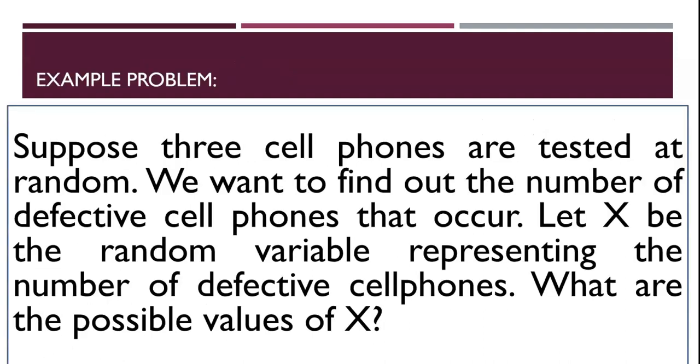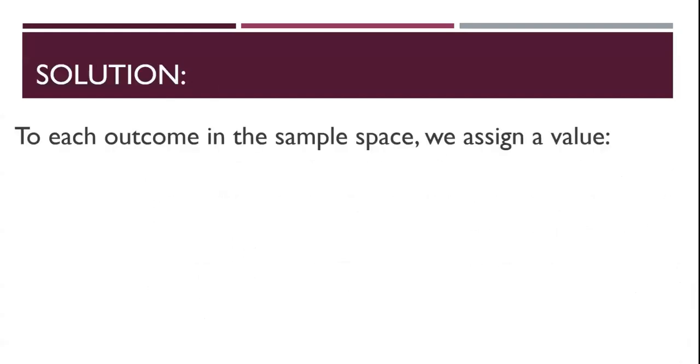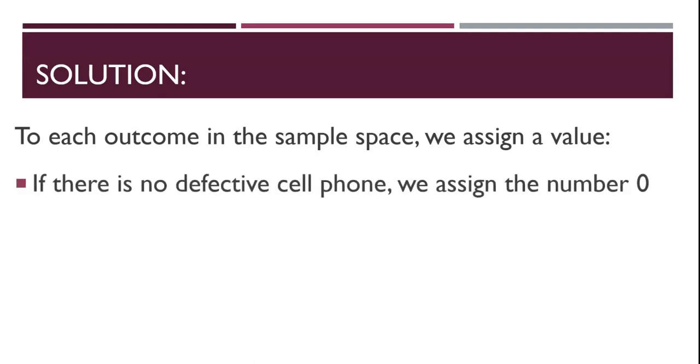Now let's consider this example problem. Suppose 3 cell phones are tested at random. We want to find out the number of defective cell phones that occur. Let x be the random variable representing the number of defective cell phones. What are the possible values of x? So for us to identify the possible values of x, we need to list the outcomes in the sample space.